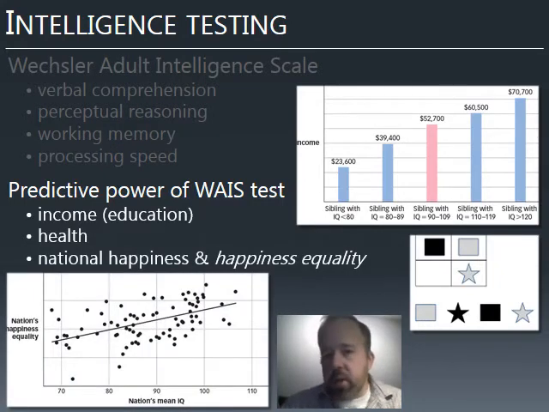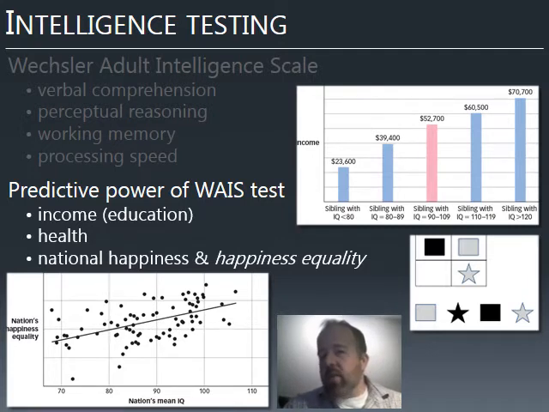Happiness is also correlated with its intelligence result, and that's also going to be correlated with income to a certain degree and health. But it's also true at a national level that countries that have higher average IQs also tend to have higher average happiness. Now, what's really interesting is that higher average intelligence is also correlated with what's called happiness equality.